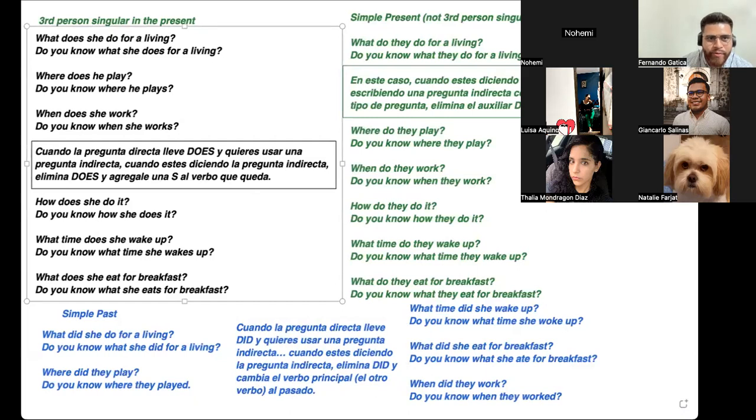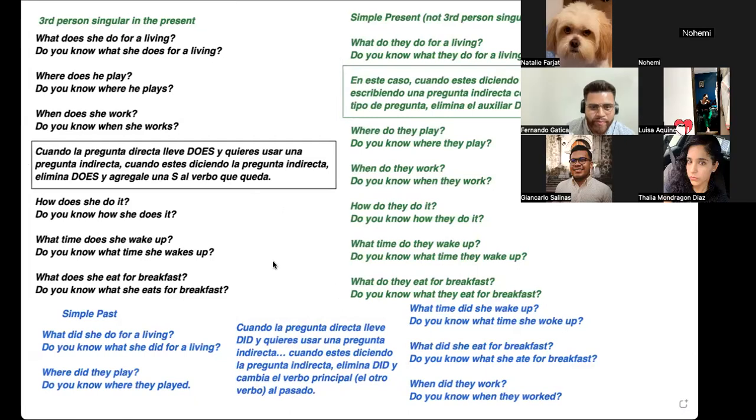Okay, so three important rules. Three important rules. Natalie, you have a question? Yes, Mr. Gatica, justo le iba a preguntar que porque en la primera ejemplo de simple past, entonces porque se había quedado el did, pero no, ya vi que se eliminó, pero sigue diciendo did porque es el pasado de do, ¿verdad? Yeah, exactly. Okay. Yeah, Natalie, you're understanding it. Yes, it's more clear now. Thanks. Wonderful. I'm happy about that.